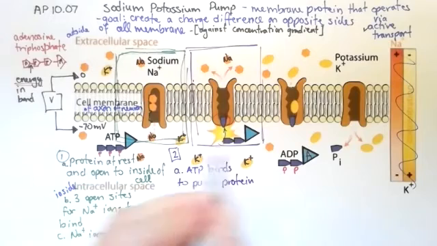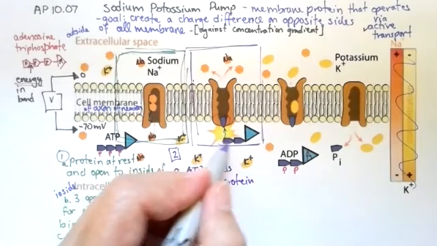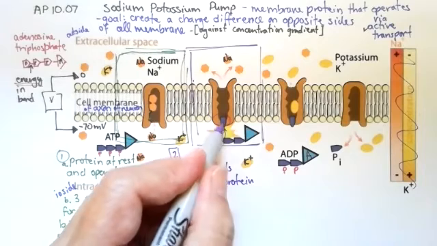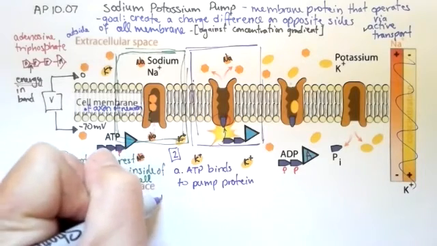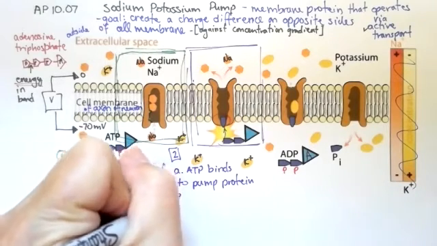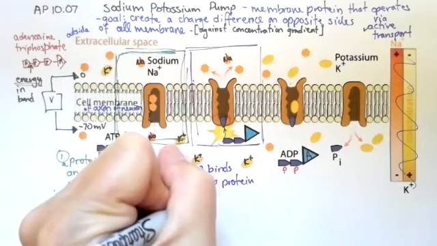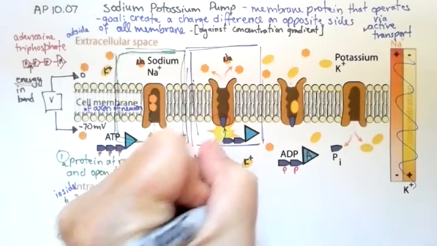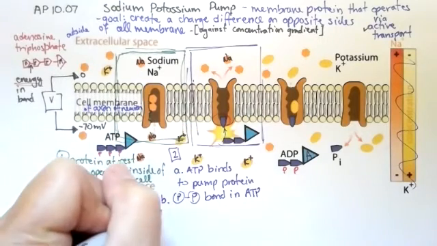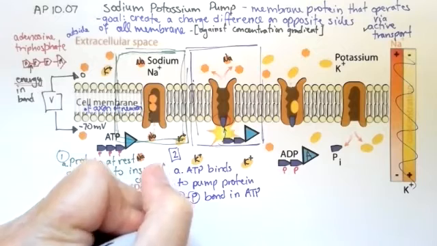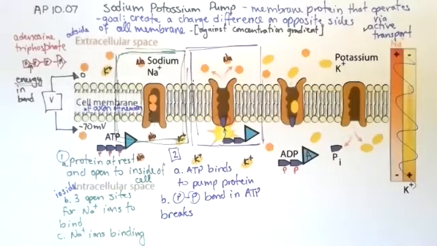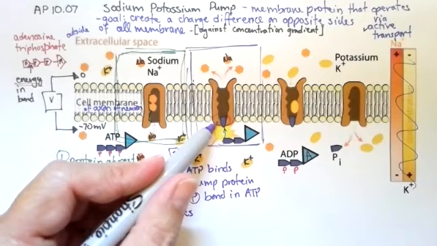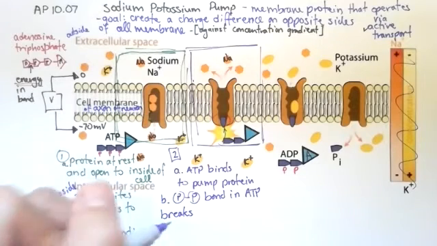And we go from here to here. So we've had a couple of things that happen here. This bang represents the breaking of the phosphate-phosphate bond. So the phosphate-phosphate bond in ATP breaks. And we said that releases a lot of energy. And the protein uses that energy to change its shape.